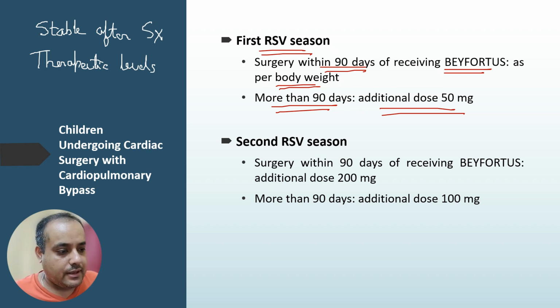Now if the child is in the second RSV season, and the surgery is conducted within 90 days of receiving Beyfortus, then we need an additional dose of 200 mg irrespective of their body weight. But if it is more than 90 days, then an additional dose of 100 mg is needed irrespective of the body weight.